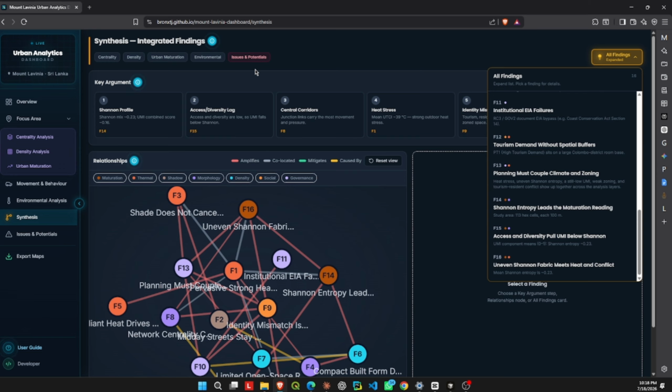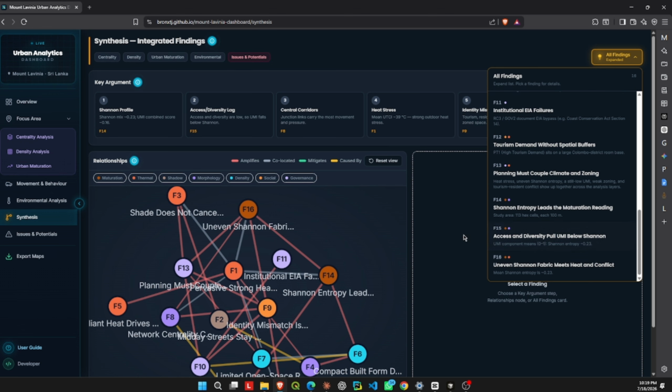So it answers what all these pieces mean together, what all these analyses mean together from a planning perspective. This section is also directly connected with issues and potential, which we are going to discuss next. Each finding links to a specific issue node, and we'll discuss that later. So here we're going to start with the key arguments.